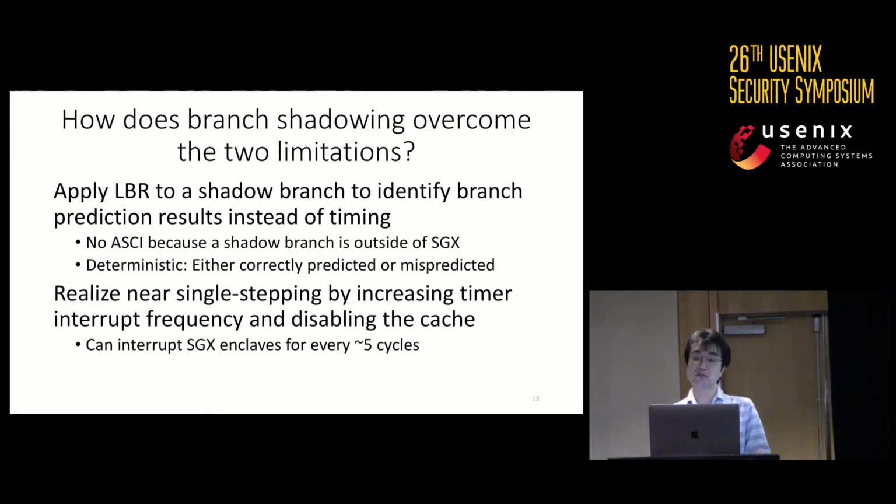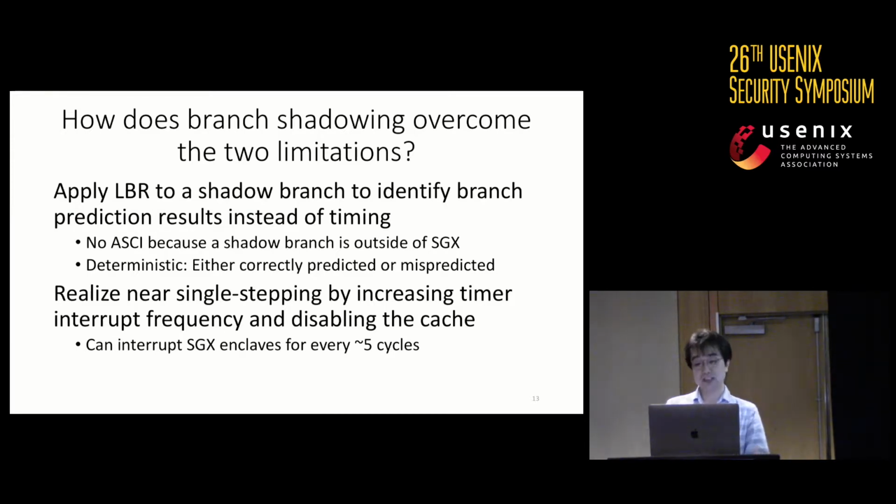So far, I explained two limitations of branch timing side channel attacks. Then, how can the branch shadowing attack overcome these limitations? First, instead of relying on error-prone time measurement, we use the hardware PMU, LBR, against shadow branches to get the branch prediction result. Note that SGX's security feature, ASCI, cannot prevent this attempt because shadow branches are outside of SGX.